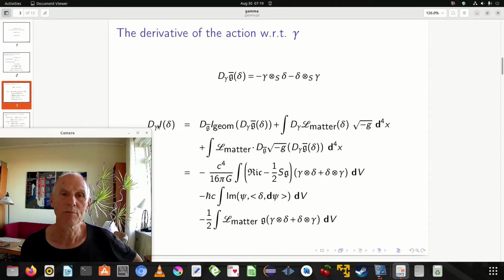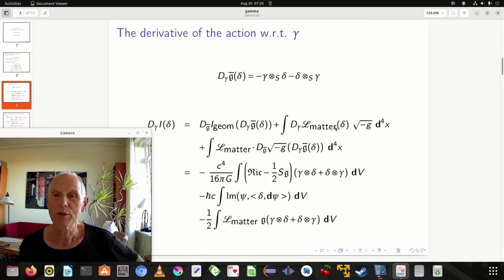You must differentiate the action with respect to gamma in the direction of delta. And here delta is an object like gamma. It's a vector field of matrices. We use the chain rule. We take the action and differentiate it with respect to gamma bar, and then apply it on the direction gamma bar will move when we operate with delta, differentiate in the direction of delta.